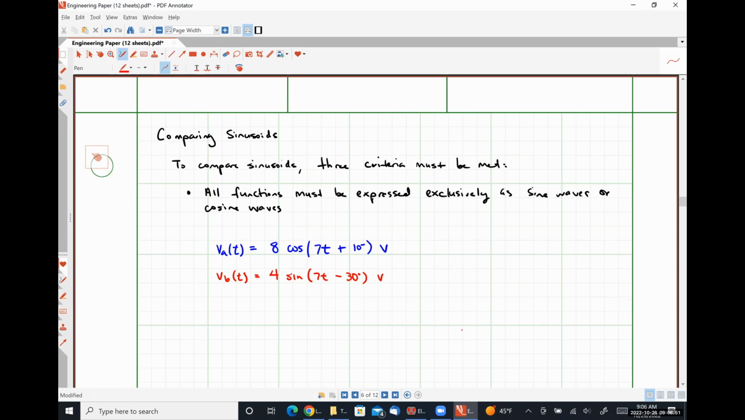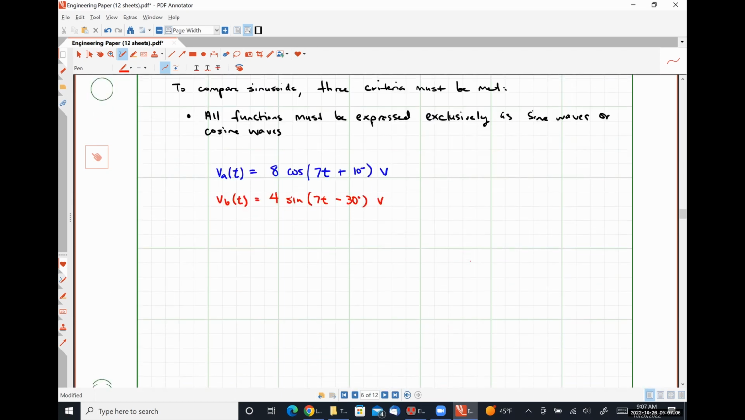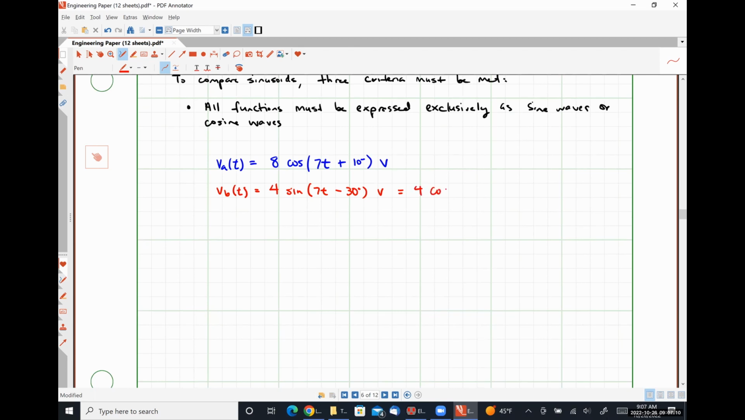Well, if we look at our trig identities, so let's scroll back here. Cosine is equal to sine plus 90 degrees. So we simply add 90 degrees to our sine function and we get a cosine function. So this would look like 4 cosine 7t plus 60 degrees. So adding or subtracting 90 degrees absolutely matters. Adding or subtracting 180 does not, okay? So adding or subtracting 90 degrees means we're shifting it by a quarter cycle, not a half cycle. So that's why it's important that we do it the correct way there.